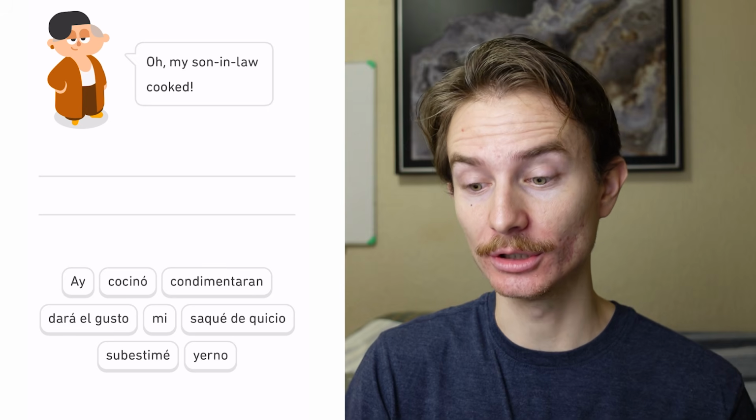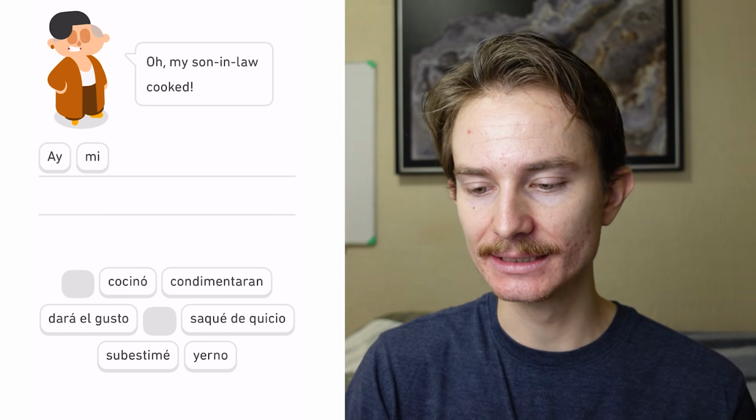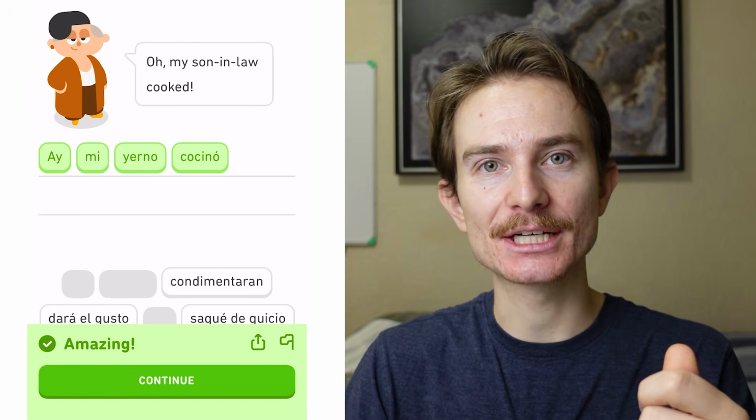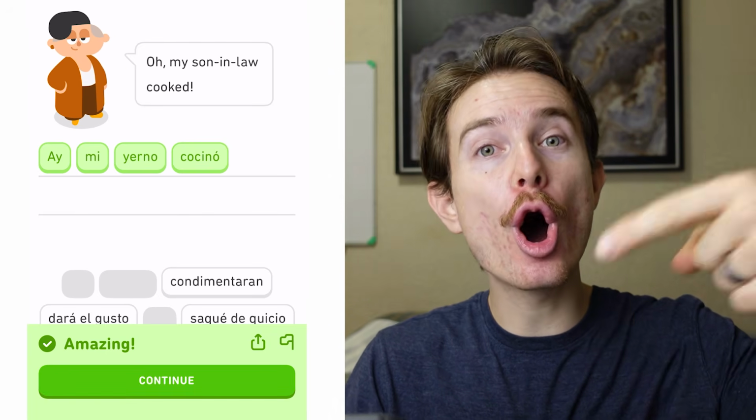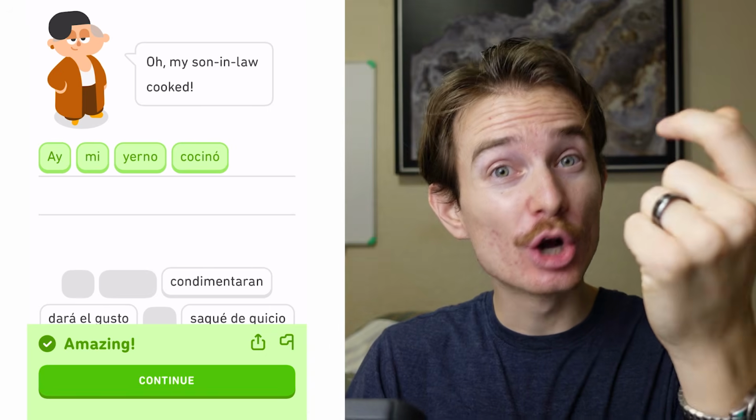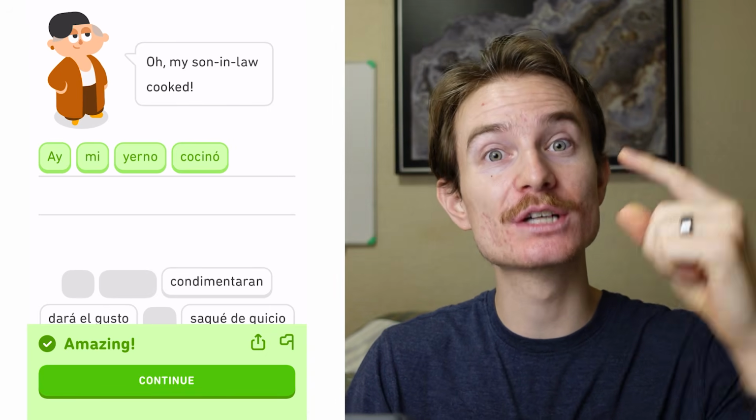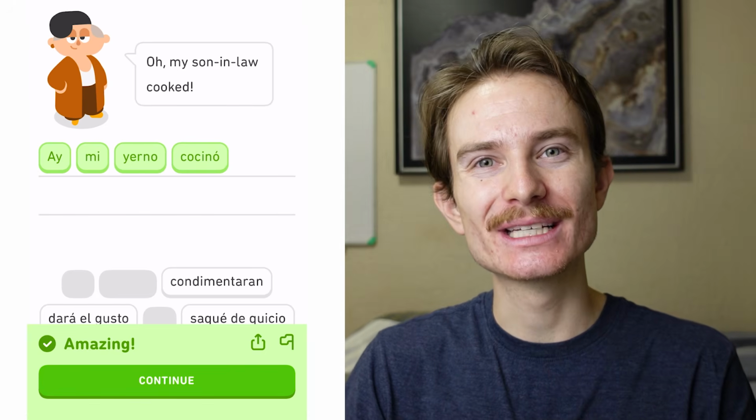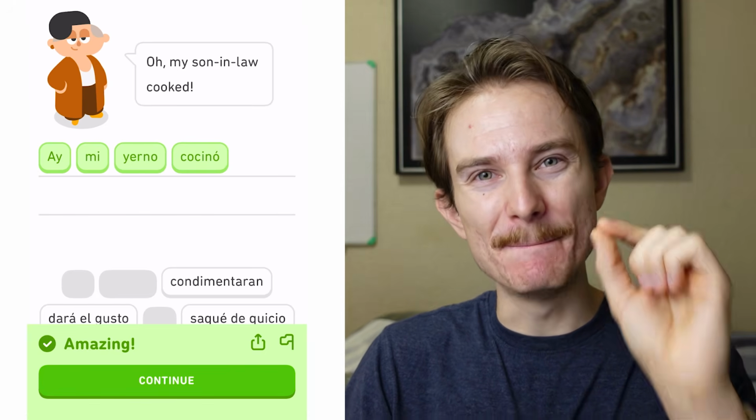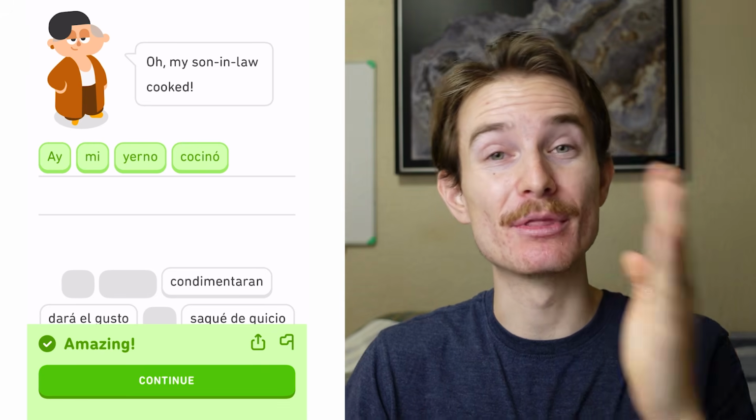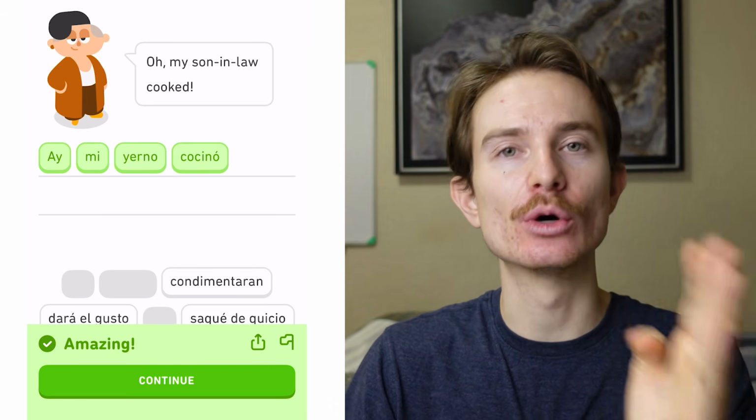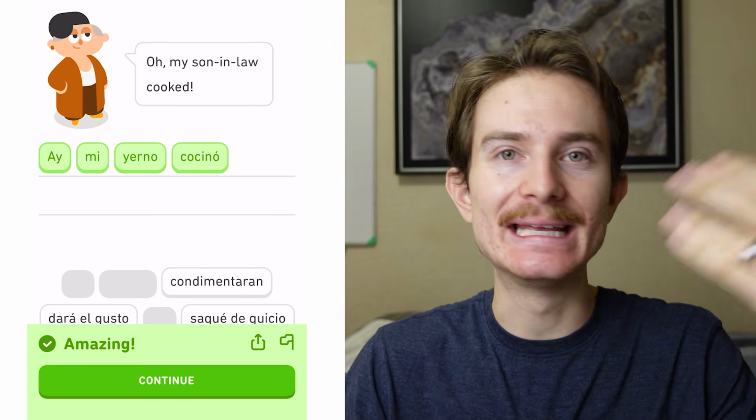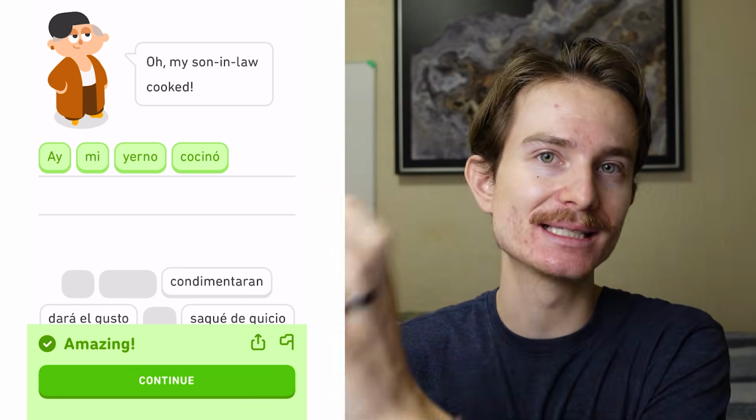Oh, my son-in-law cooked, okay? Ay, mi yerno cocinó. Remember that the preterite is for one-time actions in the past, whereas the imperfect is for ongoing actions in the past. So, mi yerno cocinó, that's a one-time action in the past, whereas cocinaba would mean was cooking or used to cook. It can also take on the translation of would cook. However, be careful with that translation because many students will mix it up with the conditional tense. So, he would cook all the time is different from he would cook, but he doesn't have money to buy stuff. That's the conditional, whereas this is the imperfect.